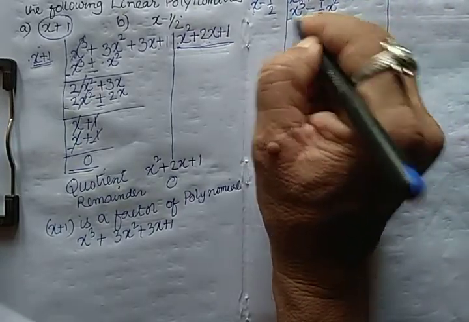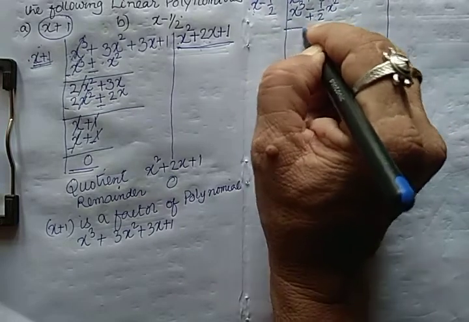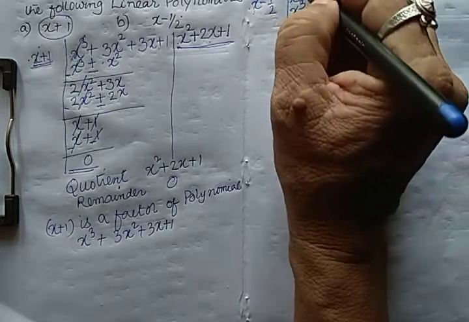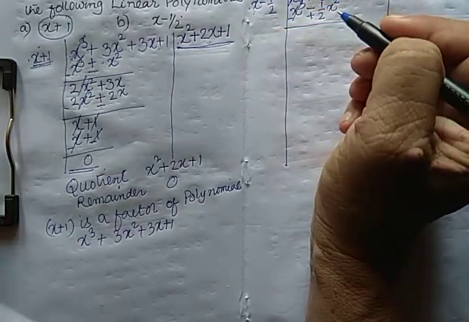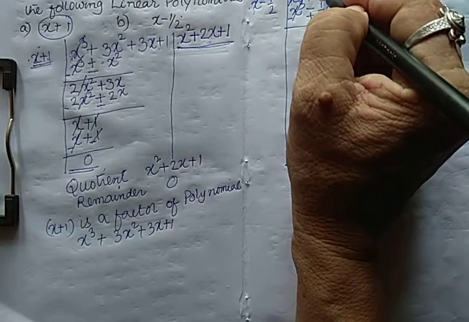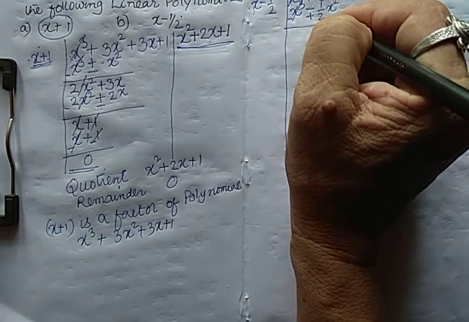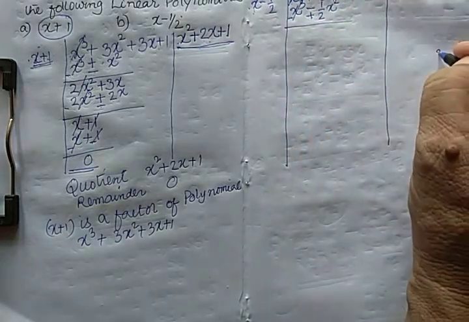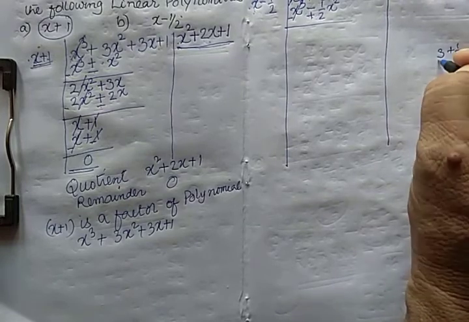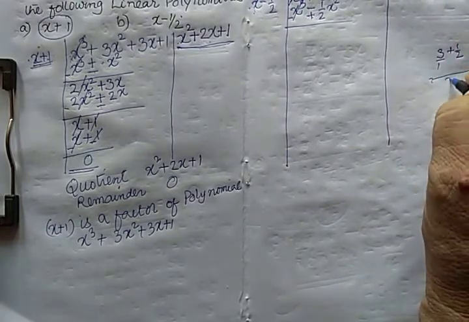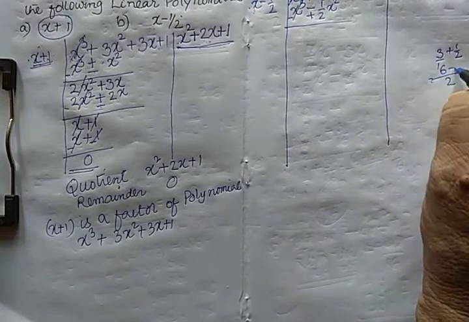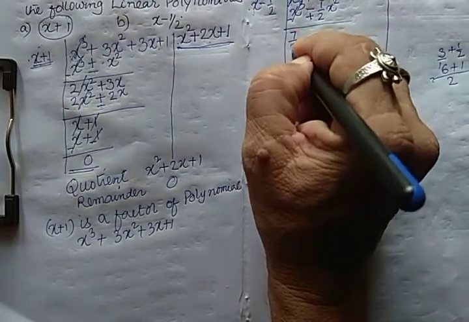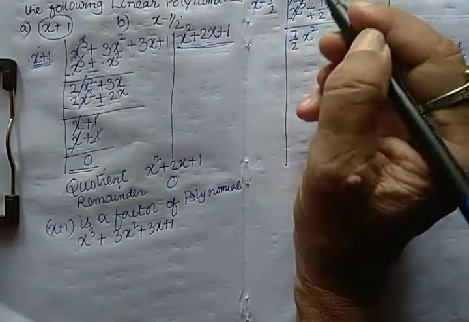Now what you need to do? You have to subtract. So before subtracting, you have to change the sign. This x cube and x cube cancel. Here plus 3 and here plus half. So 3 plus 1 by 2. What do you get? LCM 2. 6 plus 1, 7 by 2. So you get 7 by 2 x square.